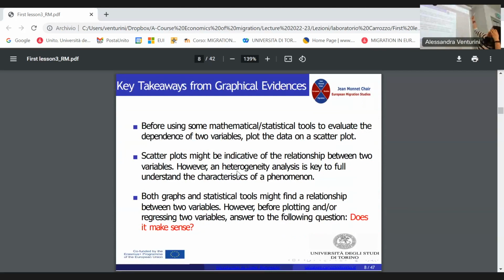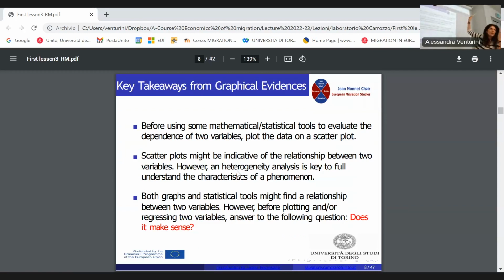Key takeaways from graphical evidence. Before using mathematical and statistical tools to evaluate the dependence of two variables, plot the data on a scatter plot. A scatter plot might be indicative of the relationship between two variables. However, a heterogeneity analysis is key to fully understand the characteristics of a phenomenon. Both graphs and statistical tools might find a relationship between two variables. However, before plotting or regressing two variables, answer the following question.